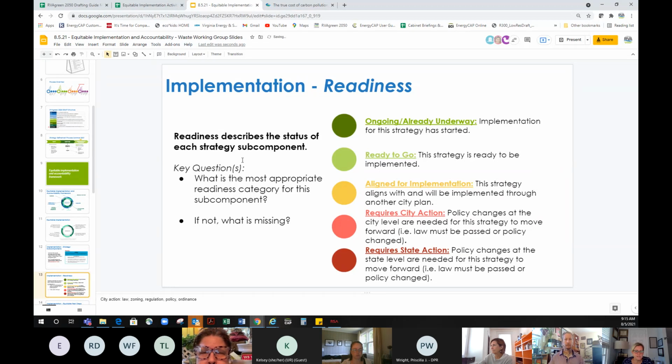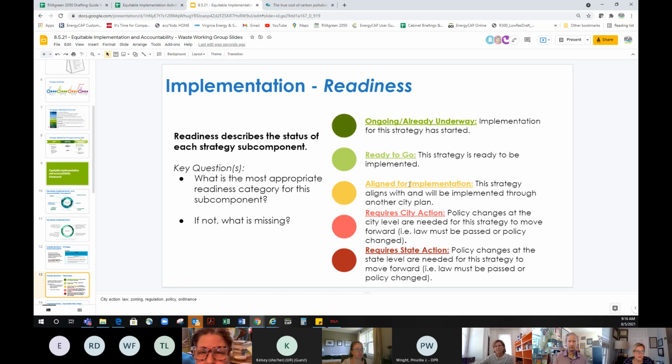All right, so the readiness, just to explain that a little more, the readiness describes status, and the key question you'll want to ask yourself is, what is the most appropriate readiness category for this subcomponent? So is it already ongoing? Some of these strategies, I think pieces of them are already ongoing or underway, and there might be additional steps that we want to add to it. So we want to note if there's something already underway. If it's just ready to go, it hasn't started yet, we need to identify capacity and priorities and resources to get it going, then it means it's ready to go.